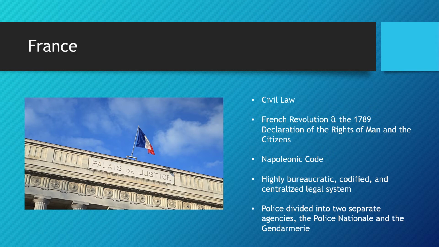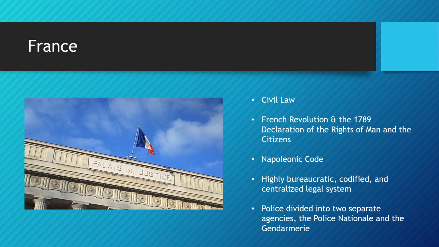For a short period of time, Napoleon Bonaparte was in charge of France, and he was an emperor, so basically a dictator. The legal system he made was very strict and was not lenient towards criminal matters or crimes in general. Today, France is highly bureaucratic, codified, and their legal system is very centralized, meaning that any law someone breaks in France is a federal law, and everything is universal throughout the whole nation.